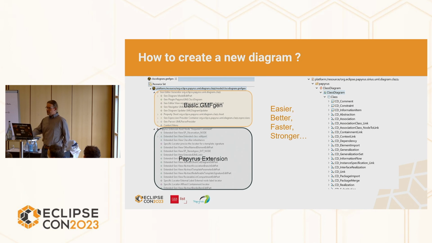So how to create a new diagram? On the left part, you have the UML class diagram based on GMF Gen, the old mechanism. At the top of the left part, basic GMF Gen was the official GMF Gen model. And you can see on the bottom part, Papyrus extension, was your initial extension of GMF before the first step of refactoring. On the right part, you have an odesign file from Sirius showing the creation of a UML class diagram.